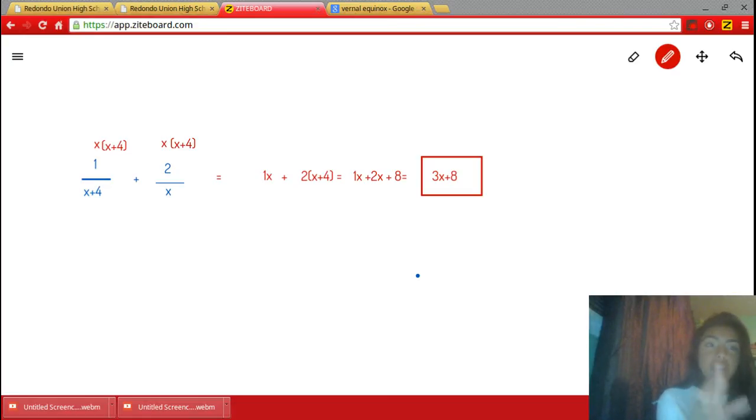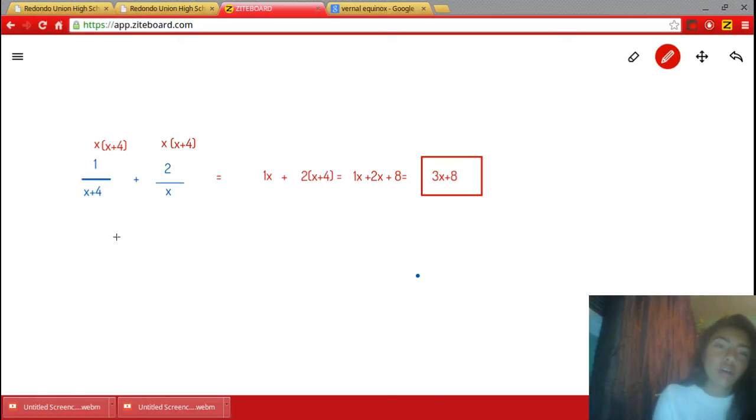apply x parentheses x plus 4 to each variable. So say you had 1, 2, 3, 4, 5. You have to apply that x parentheses x plus 4 to each number, 1, 2, 3, 4, 5, basically. And it's like an exponent form, but not really exponent form. So you just put it over the numerator.